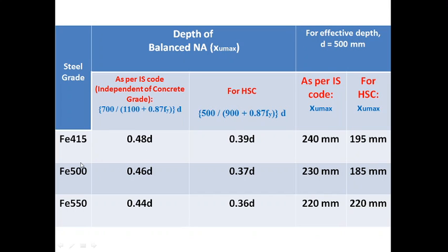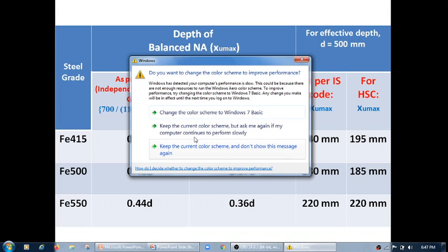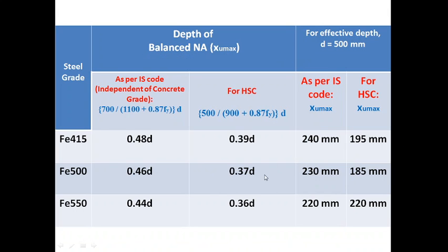When I substitute Fy equal to 500, the depth of balanced neutral axis becomes 0.46d. When I substitute Fy equal to 550, the depth of balanced neutral axis is 0.44d. But this is as per IS code. But as per our discussion, taking 0.0025 for HSC, that is high strength concrete, our formula is 500 upon 900 plus 0.87 Fy into d. So when I substitute Fy as 415, it will be 0.39d, and for Fe500 it is 0.37d, and for Fe550 it is 0.36d.